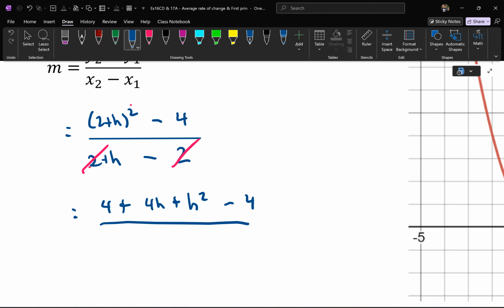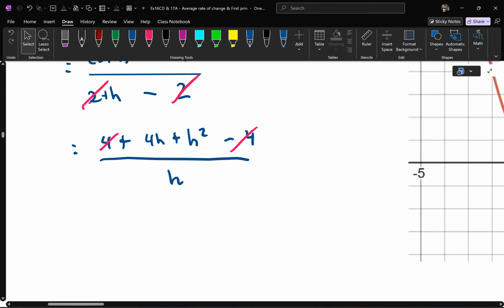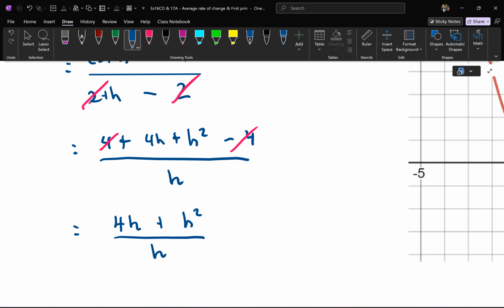And what do you see again? What's beautiful? Which one cancels out? Very good. 4 take away 4 cancels out. And look at how beautiful this is, because you end up with 4 times h plus h squared all over h. This is your gradient.